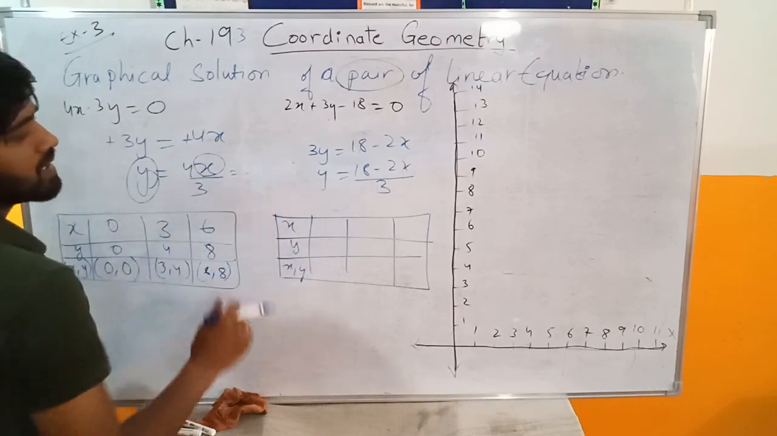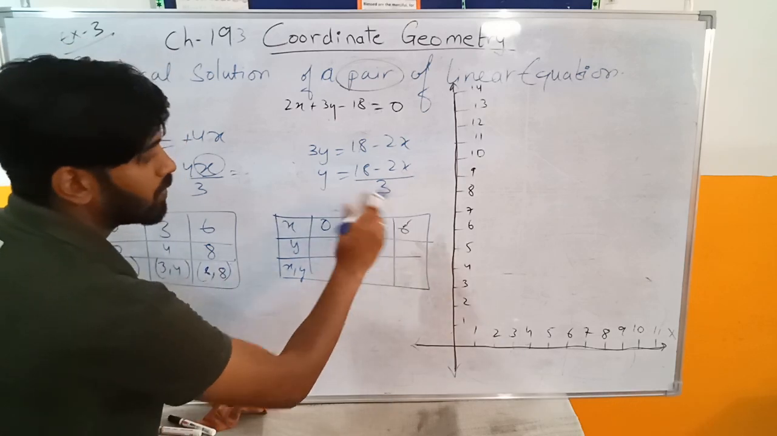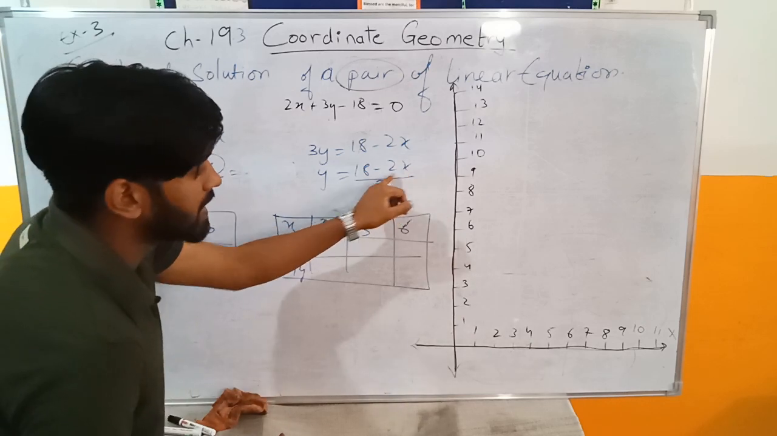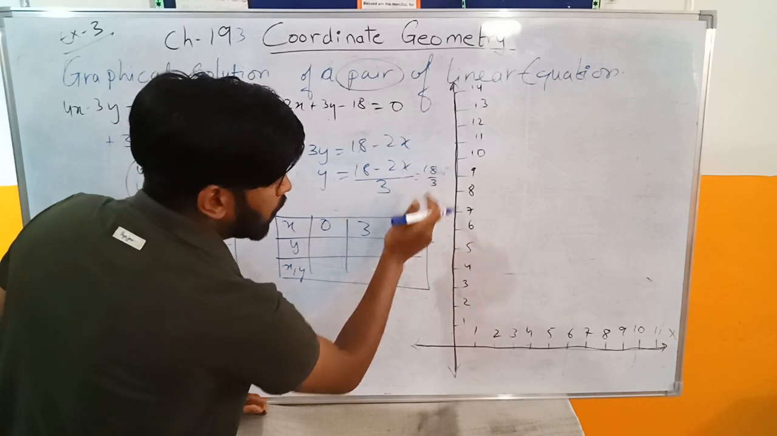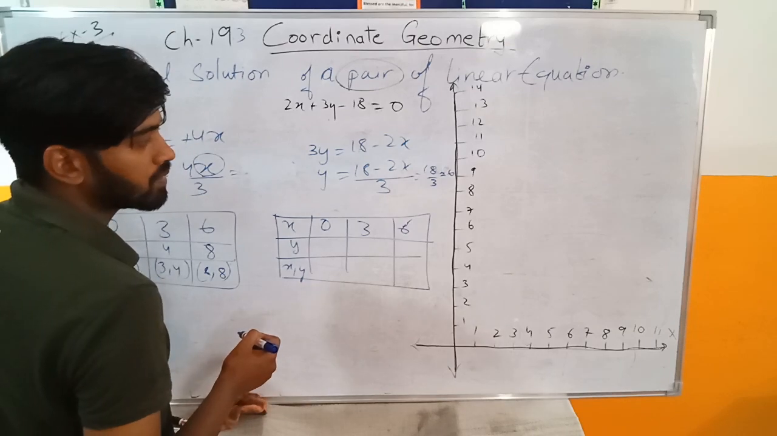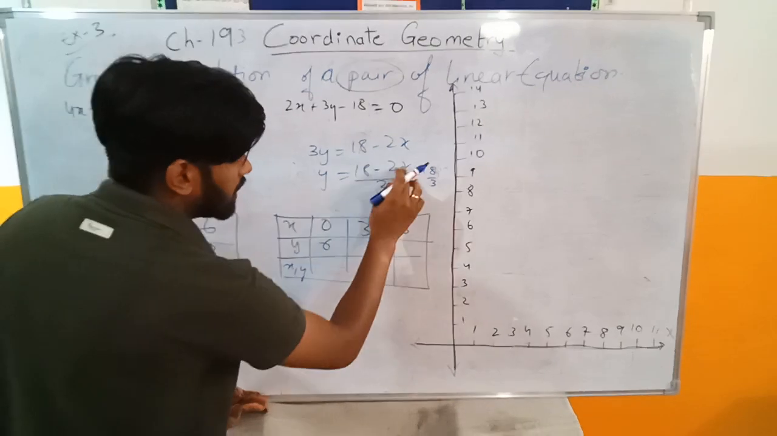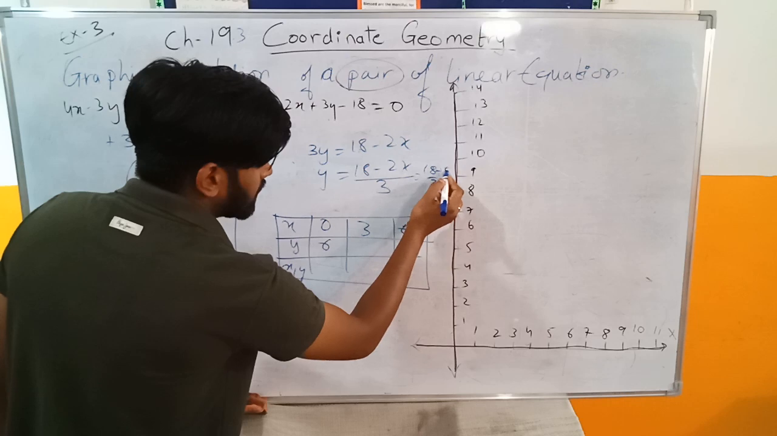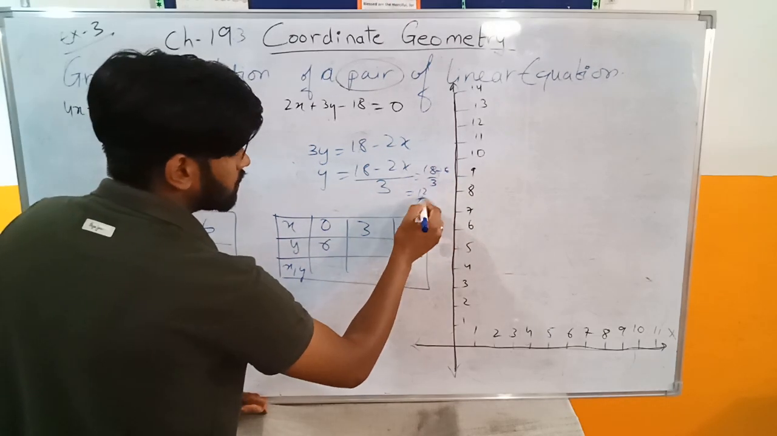Now I'm going to go to the other equation. I'm going to take the values 0, 3, 6 again, because I know they will give simple answers. First I put 0 over here, so it's 18 minus 0 over 3. That is 18 over 3, which gives me 6. Then if I put 3 in place of x, I get 18 minus 2 3s are 6, that is 12 upon 3. I'll be getting 4 as the answer.